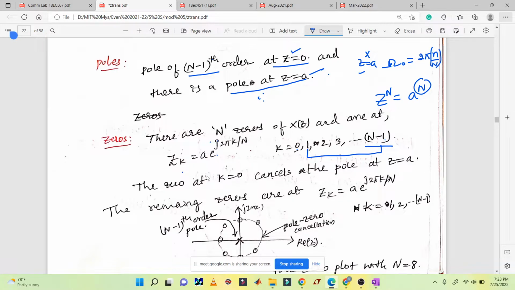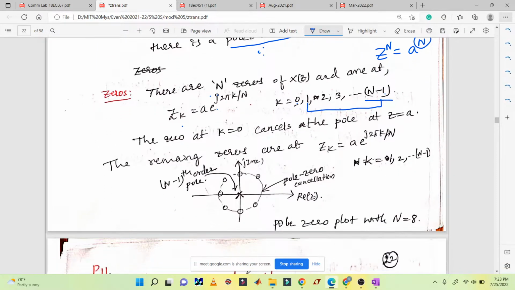This is a typical problem. No need to worry about different problems on this concept. If you understand this, you will be able to solve any problem given to you. So here, to find out the number of zeros, this is the equation we use. And pole-zero cancellation at z equal to a. Now, the remaining zeros can be calculated using the same equation, substituting k is equal to 1, 2, up to N minus 1. And the plot we get is this one.